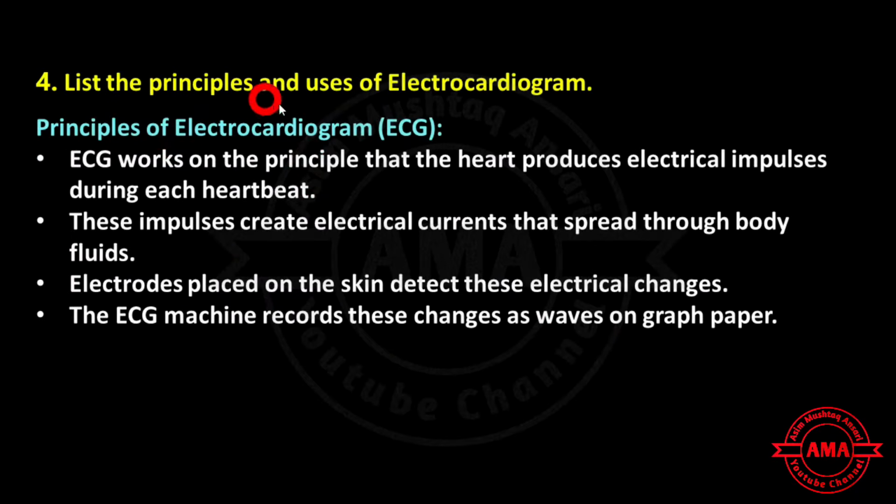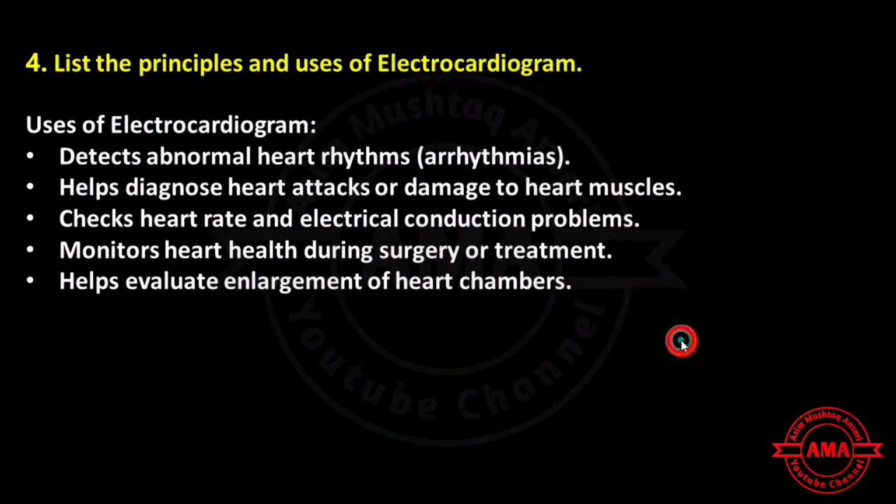Next is list the principles and uses of electrocardiogram. Principles of electrocardiogram are given below. ECG works on the principle that the heart produces electrical impulses during each heartbeat. These impulses create electrical currents that spread through body fluids. Electrodes placed on the skin detect these electrical changes. The ECG machine records these changes as waves on graph paper.